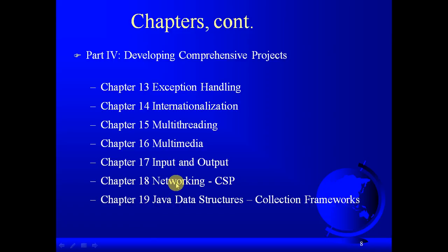In the next chapter, networking means client-server programming. Client-server programming is about how a server communicates with various clients together. That is nothing but distributed programming itself. And the last chapter is Java data structures. Data structures are all the classes in the java.util package, which will be covered in the collection framework. You can call it the collection framework also.